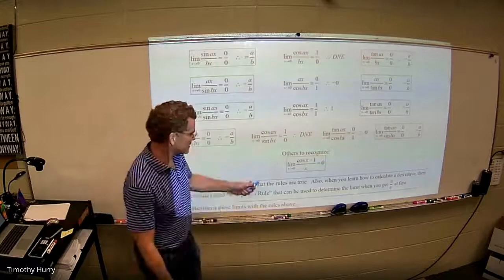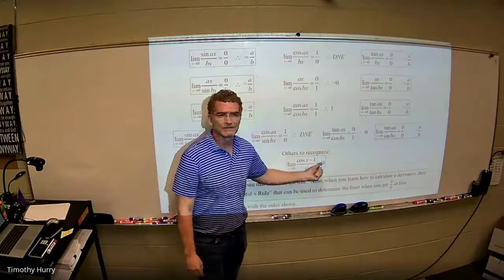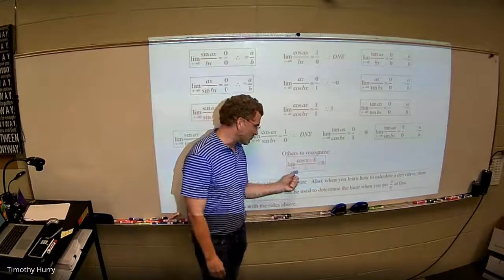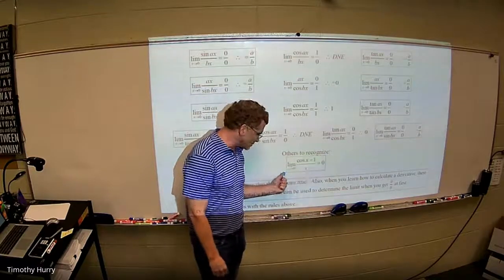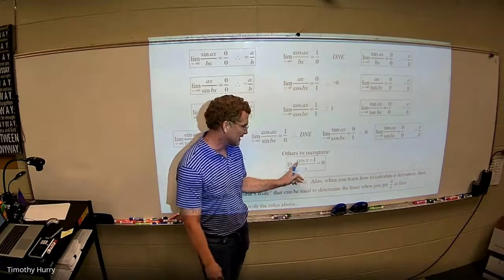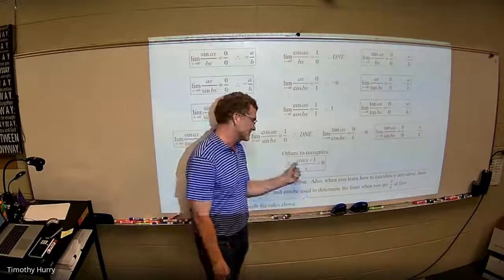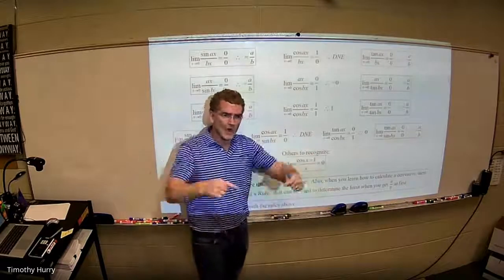Oh, by the way, this last one, you're going to have to memorize that for now, okay? You can graph it. If you graph y equals this, and then you go to x equals 0, you'll see that there's a hole there. Sure enough, if I plug in 0, then I get 1 minus 1, which is 0 over 0. There's a hole, but the limit is 0.